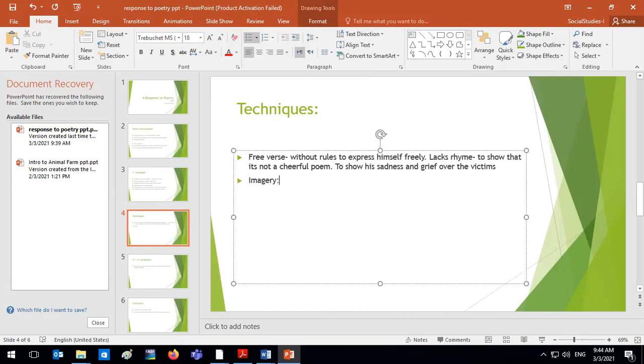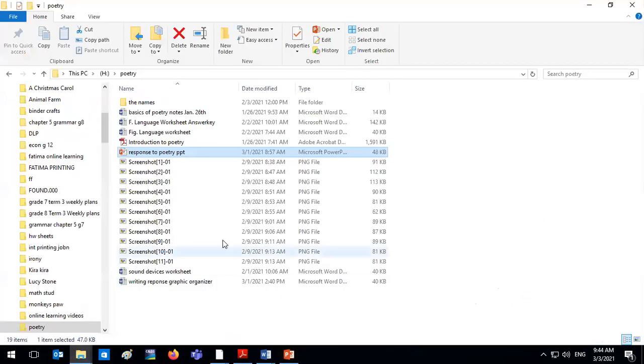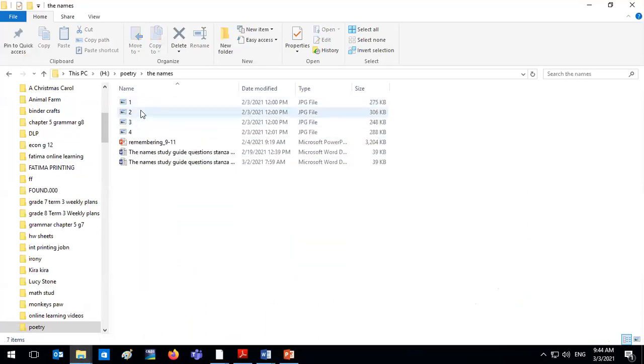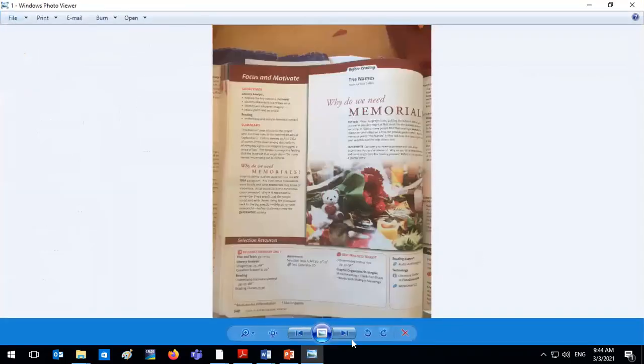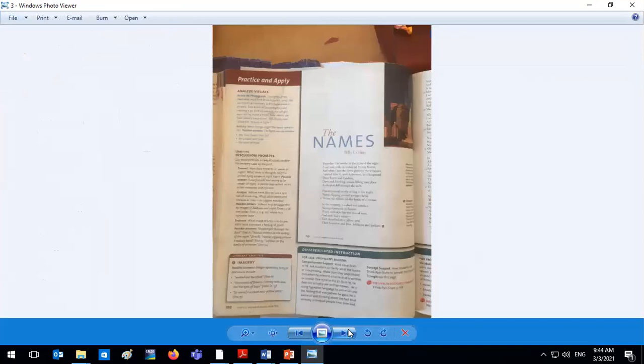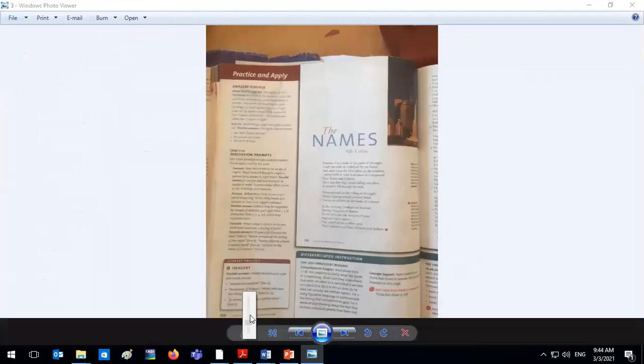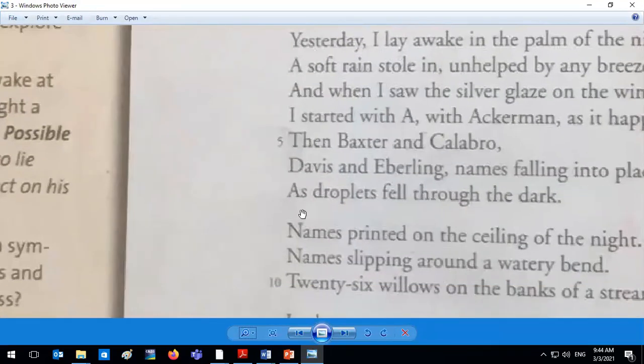And we said imagery means what, Ibrahim? Do you remember what imagery means? Describing things using the five senses. All right, and imagery is plentiful. We see a lot of imagery, especially in this stanza right here. If you look together, you will see here in this stanza.